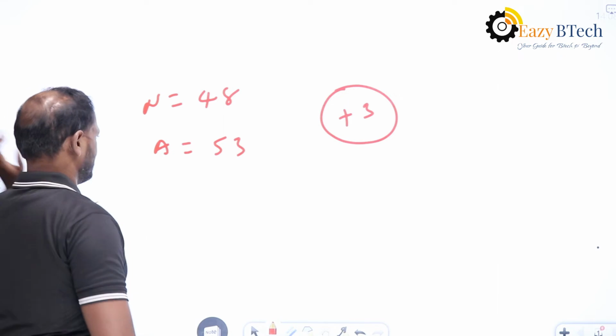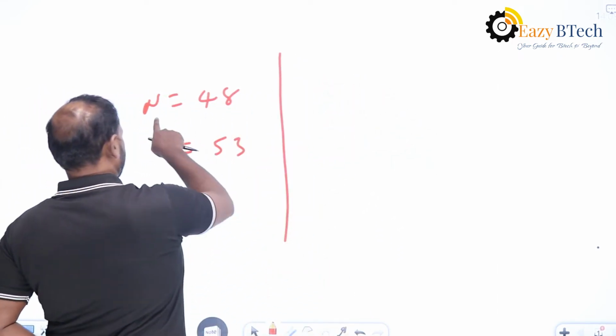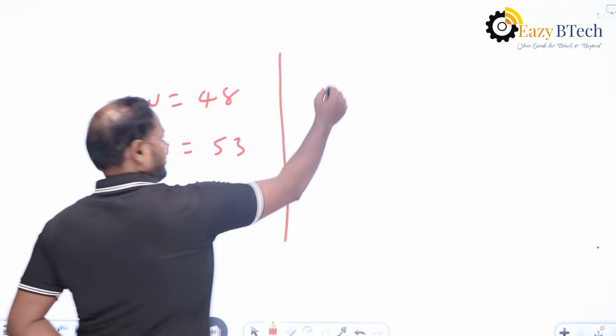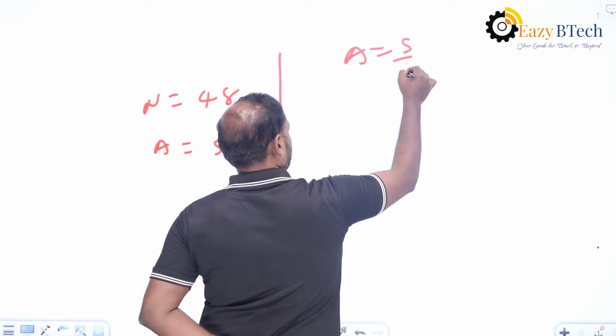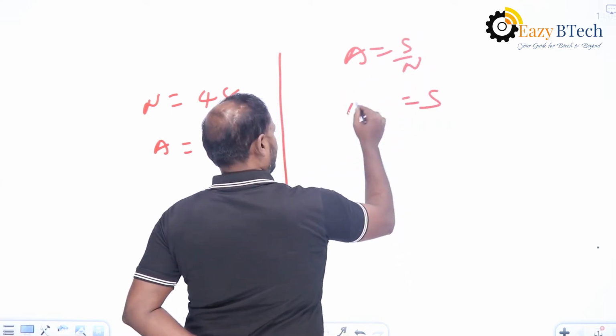Very simple. According to the given condition, the number of terms is given and the average is given. Then what about the sum? Average is nothing but sum divided by the number of terms, so to get the sum, I need to take sum equal to average into numbers.